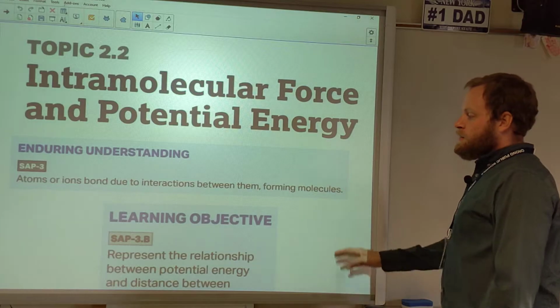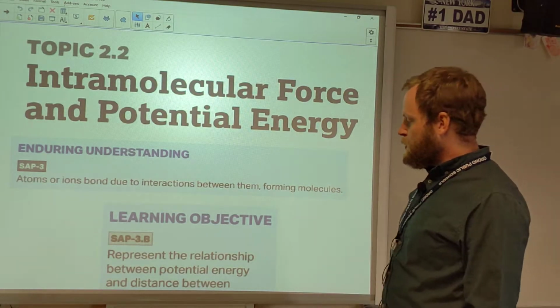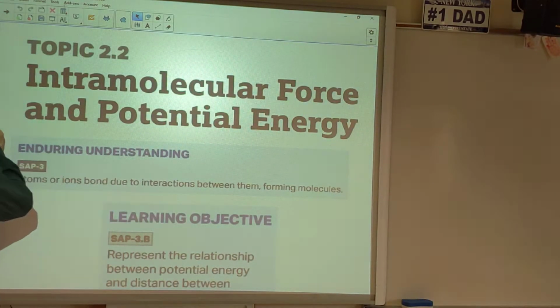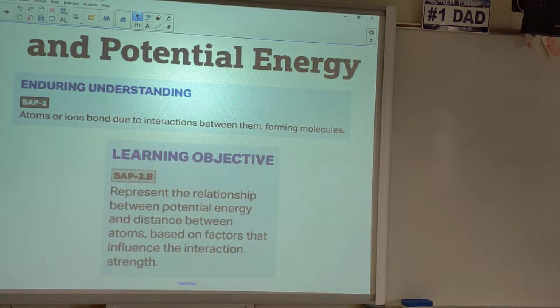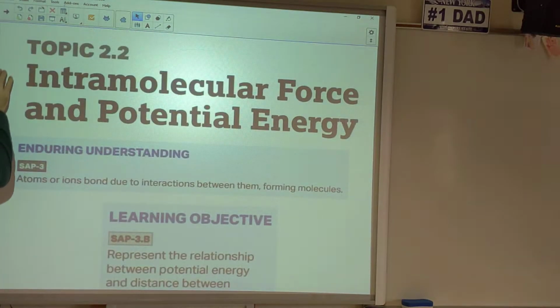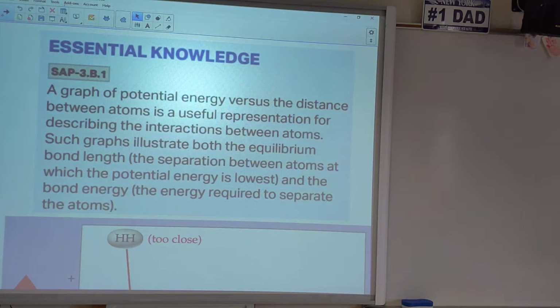So it has to do with atoms and ions, representing relationships between potential energy and distance between atoms based on factors that influence the interaction strength. So it's all about the strength of the chemical bonds inside molecules. Okay, here's a graph of potential energy versus the distance between atoms. Basically, there is a distance between two atoms in a chemical bond that is the ideal bond distance because it's called an energy well. So it's basically the lowest point in energy.